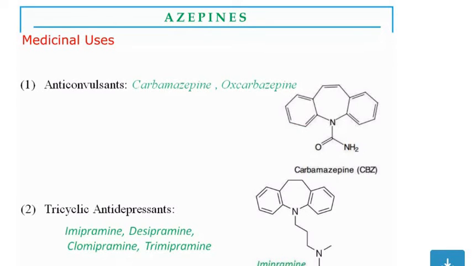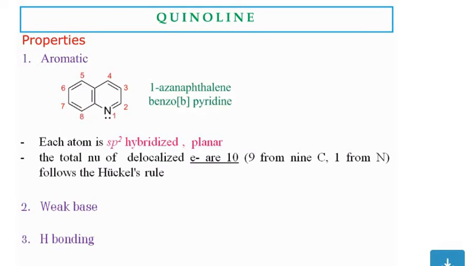Now medicinal uses. Anticonvulsants: carbamazepine and oxcarbazepine, you can see they contain the azepine ring. Tricyclic antidepressants: imipramine, desipramine, clomipramine and trimipramine contain the azepine structure.